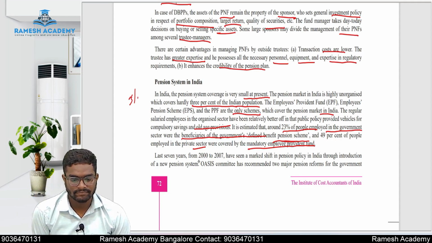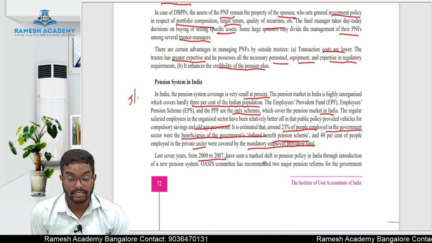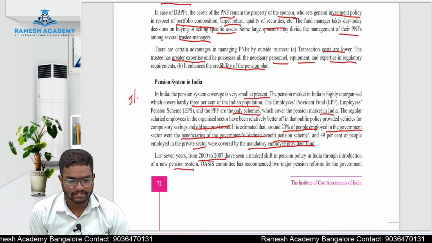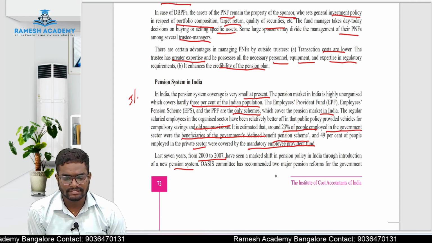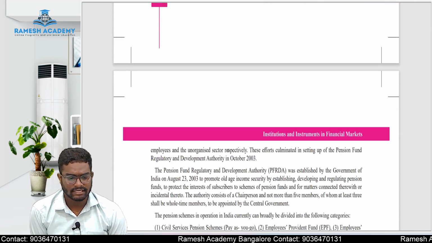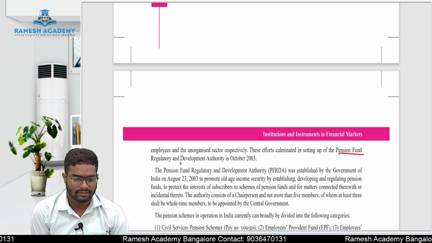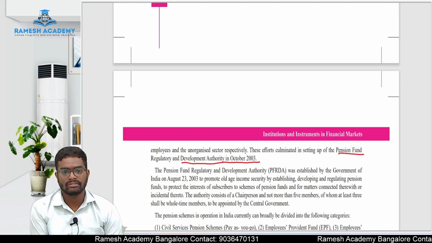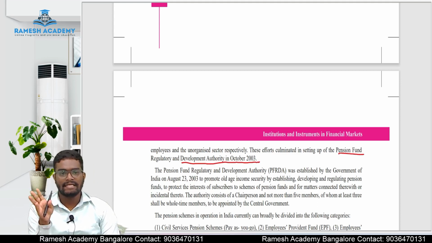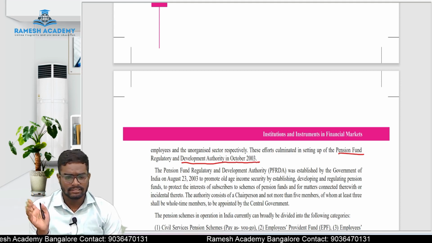In the last 7 years, from 2000 to 2007, I have seen a marked shift in the pension policy in India through introduction of new pension scheme. The Oasis committee has recommended two major pension reforms for the government employees and the unorganized sector. The efforts culminated in setting up the Pension Fund Regulatory and Developmental Authority in 2003. So, on the basis of the recommendation of the committee, an authority was established, which is the Pension Fund Regulatory and the Development Authority in October 2003.